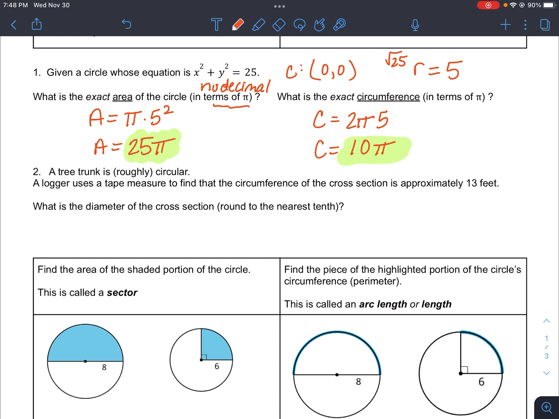All right, moving on to number 2. Pause if you need to. A tree trunk is roughly circular. A logger is using a tape measure to find the circumference of a cross section. So this means that if you look at a tree, it was chopped down, and you are looking at it from up above. So you are seeing like all the circles in the tree kind of thing. All right, so the cross section of it, so the circumference going around it is 13 feet. What's the diameter?